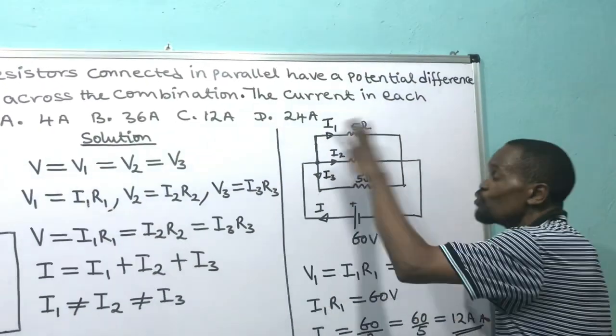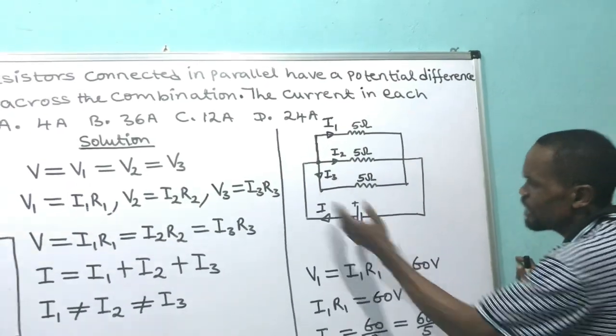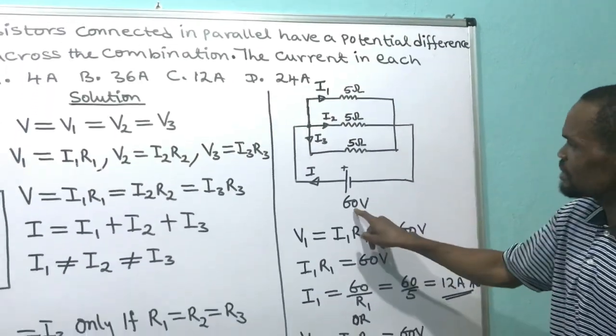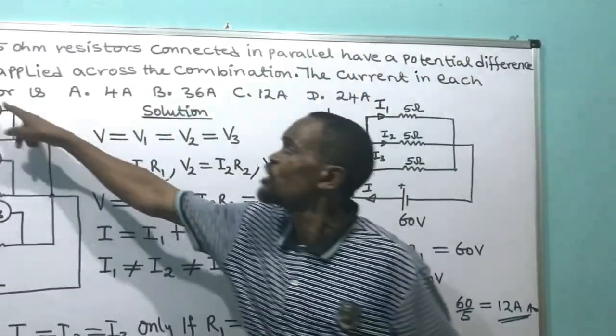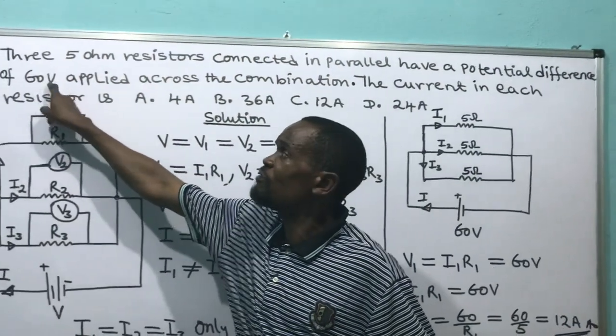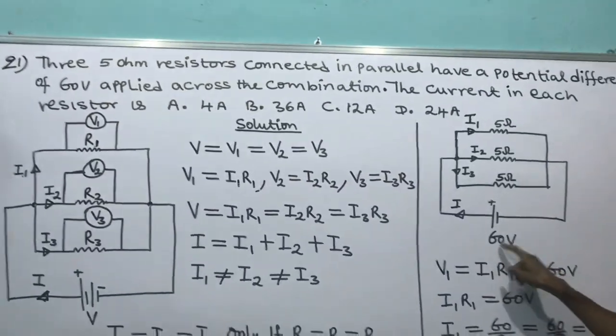The same current will flow through them. Now, let us go into calculation. We now say the voltage across it, the potential difference across it, is 60 volts. Look at it. The potential difference across it is 60 volts.